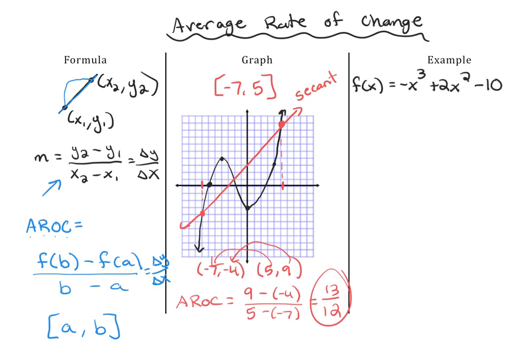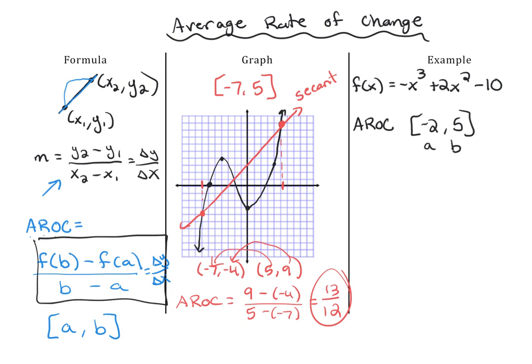Okay, and the last example is, what if we have a function and not a graph, and we still want to find the average rate of change? But we want average rate of change over an interval. So let's say it's from the interval from -2 to 5. So think about from the interval from a to b, and I want you to go back to this formula. So to find this, I'm going to do f of b minus f of a over b minus a.